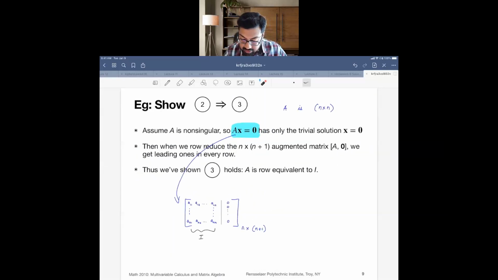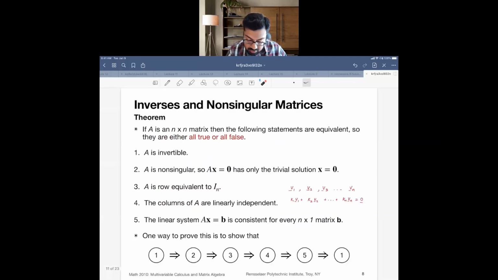So 2 implies 3. That's one thing that we have said over here. If A is non-singular, then A is going to be row equivalent to IN.